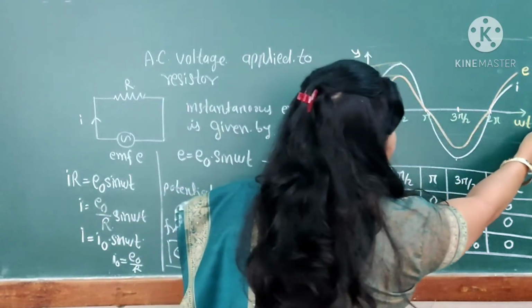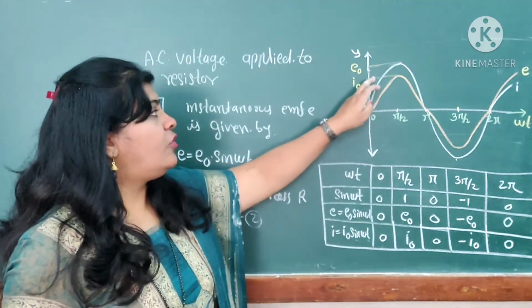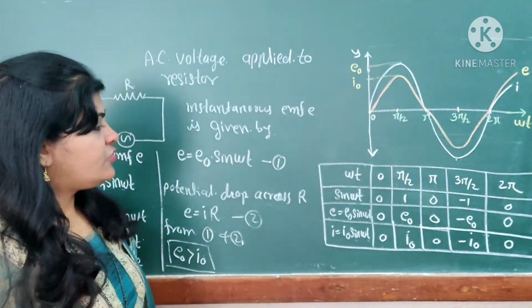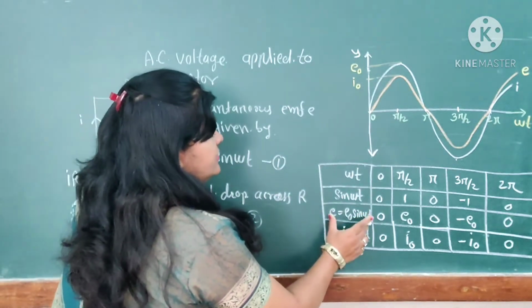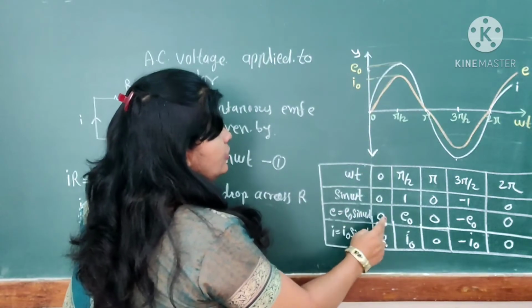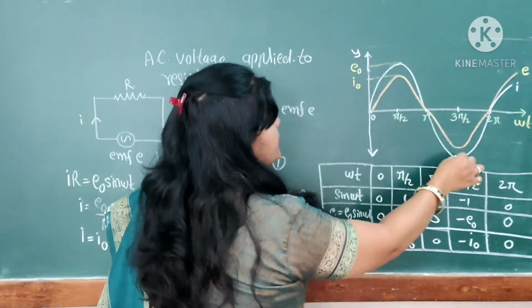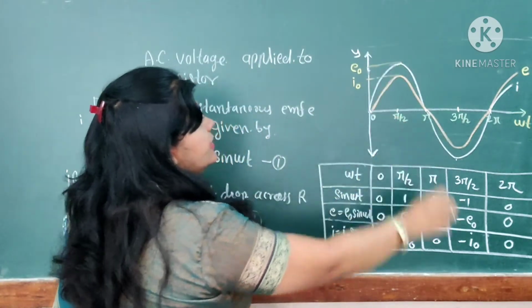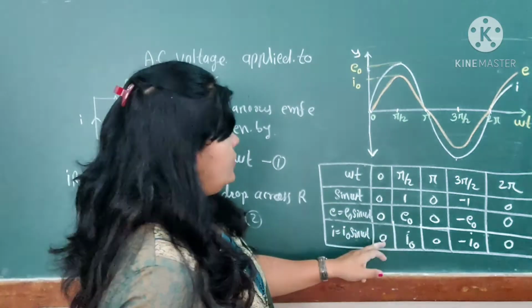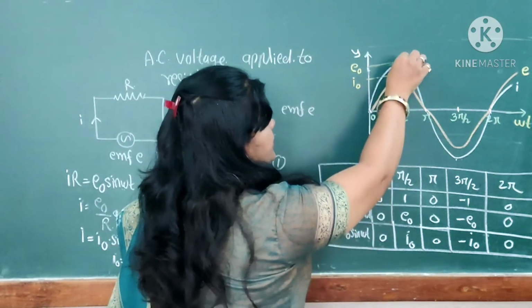Already I mentioned that if there is a sine function, we take the value of the instantaneous quantity along the y-axis. At angle 0, the E value becomes 0. Both are 0. This white color is for the EMF and the orange color is for the current. That's why this is 0. Again current is 0 for it. First we complete it for the EMF.